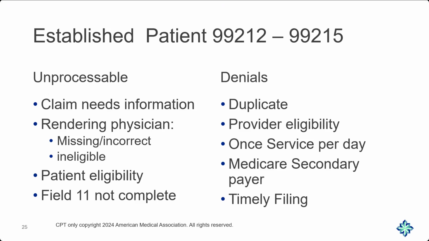That comes up. For denials, a lot of the same things here as well. Duplicate service, provider eligibility. Some services require particular specific specialties to provide them, so make sure that you're checking and making sure that you're billing appropriately there. The one service per day, Medicare secondary, and again, that timely filing. For the sake of time, I'm not going to run through those again, but they are as we discussed with the new patients.